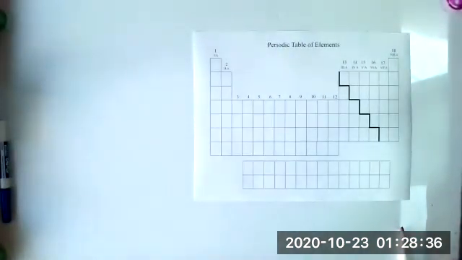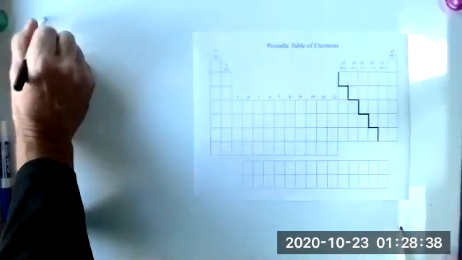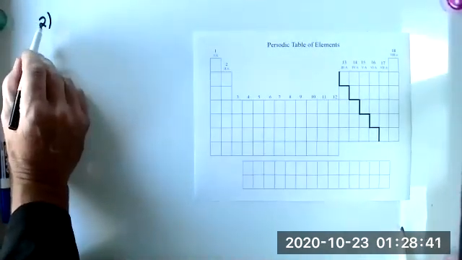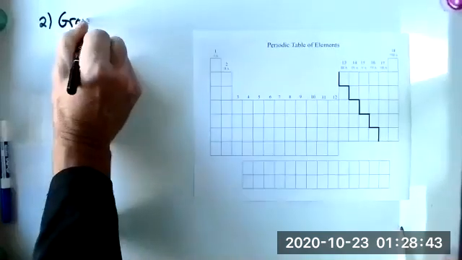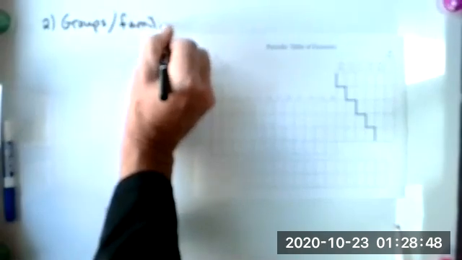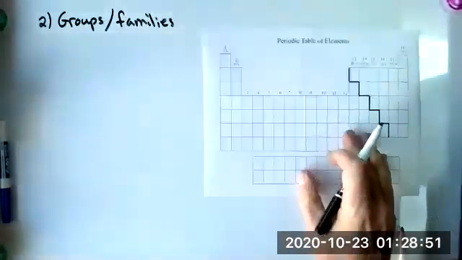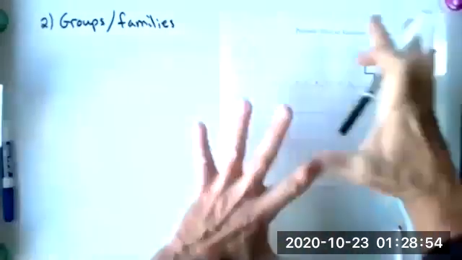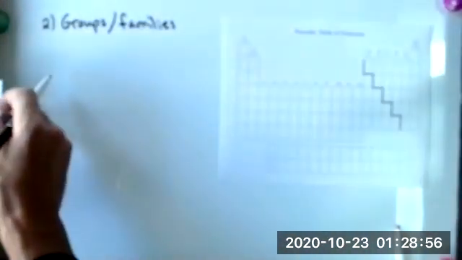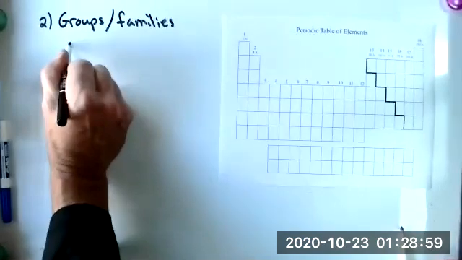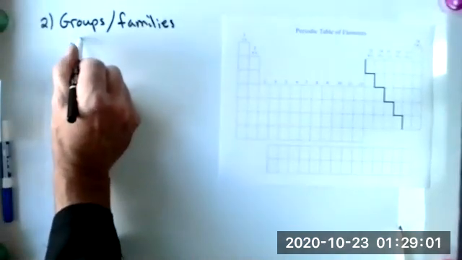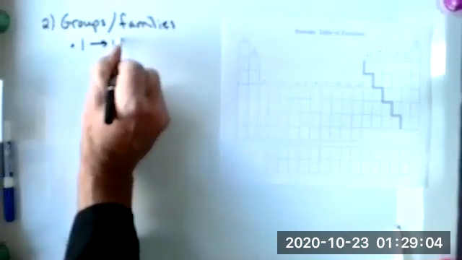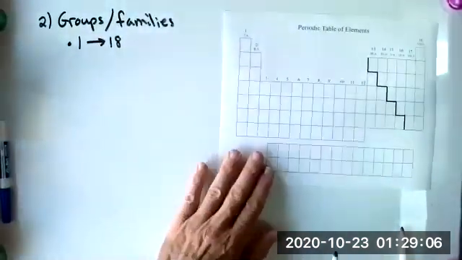All right, things on the table. Well, we got to take care of groups or families. So here's the second thing in topic number 6. Groups. Some textbooks will use the word families. All right, where are they on the table? Well, the groups have a number 1 through 18. And you're probably thinking, what?